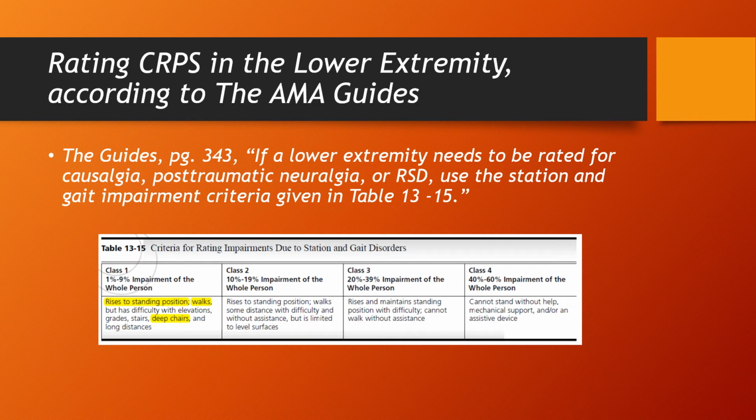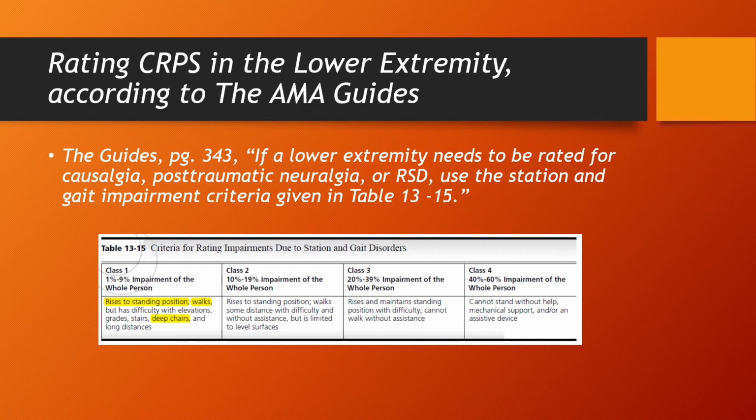All right, now we get to rating CRPS in the lower extremity, and before we move forward, I wanted to make it clear, maybe it wasn't very clear on the last slide. When we're discussing the lower extremity, we go obviously to chapter 17, the lower extremities chapter of the AMA Guides. When we go to the upper extremity impairment ratings, you go to chapter 16. However, let's go to chapter 17 and find out what they have to say about CRPS here.